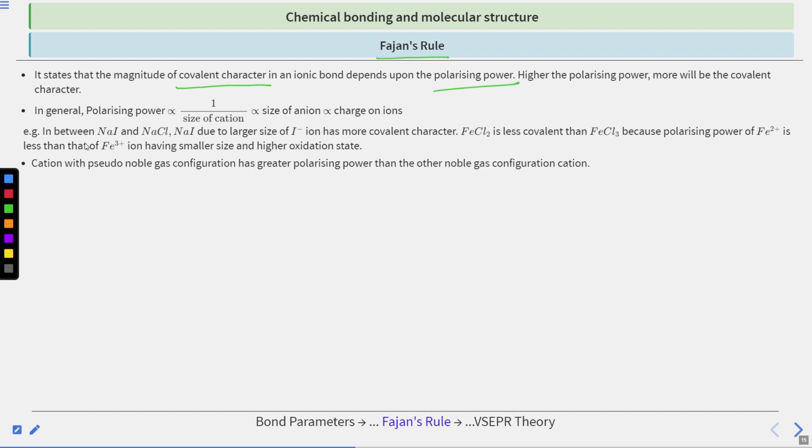For example, between sodium iodide and NaCl, sodium iodide, due to the large size of the I negative ion, has more covalent character. FeCl2 is less covalent than FeCl3 because the polarizing power of Fe2 positive is less than that of Fe3 positive ion, which has smaller size and higher oxidation state. A cation with pseudo noble gas configuration has greater polarizing power than a cation with noble gas configuration.